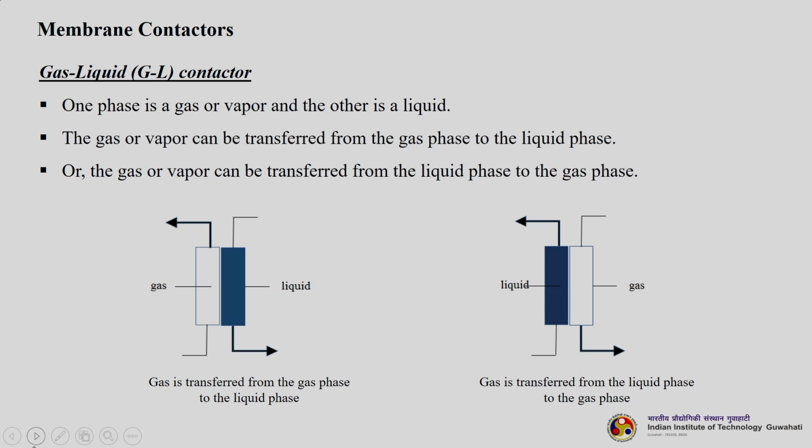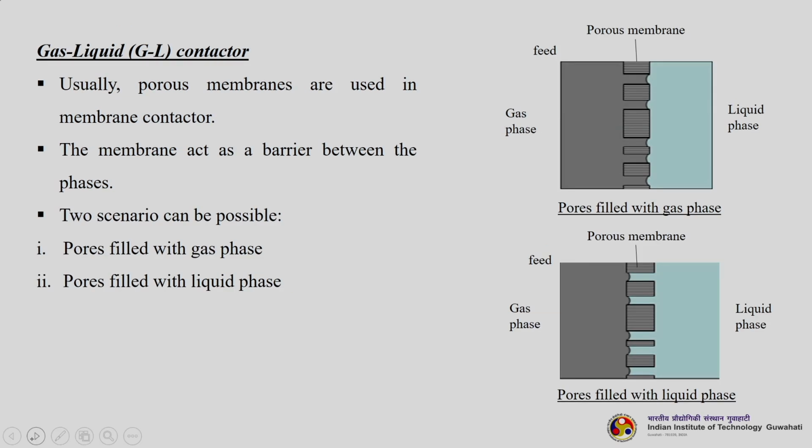So, if you do it like this, the gas is transferred from the gas phase to the liquid phase. So, this is how it actually happens. And here it is just the reverse of that: the gas is transferred from the liquid phase to the gas phase. So, usually porous membranes are used in such types of contactors.